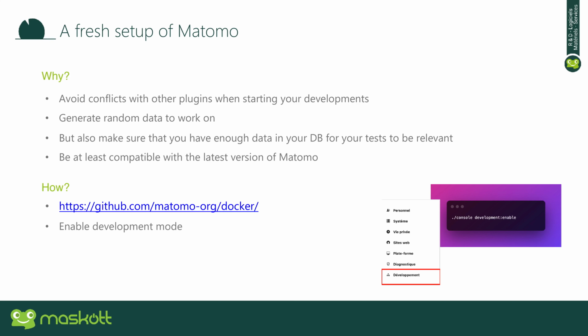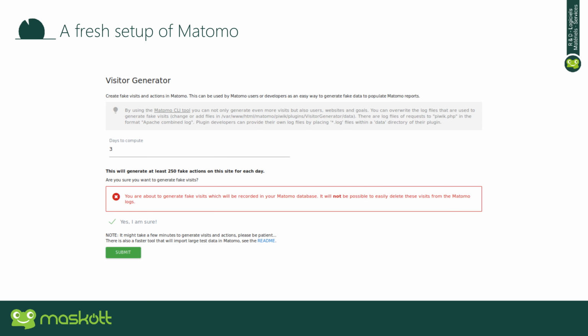So how do we do that? The easiest way is to use Docker and create a new instance of Matomo using the already packaged Docker configuration files. Once you've done that, you can use the CLI of your Docker instance to enable development mode. And to do that, you just have to run this command at the root of the project. This will add a new tab in the administration menu, which is called development, and this tab will allow you to generate dummy data for your website.